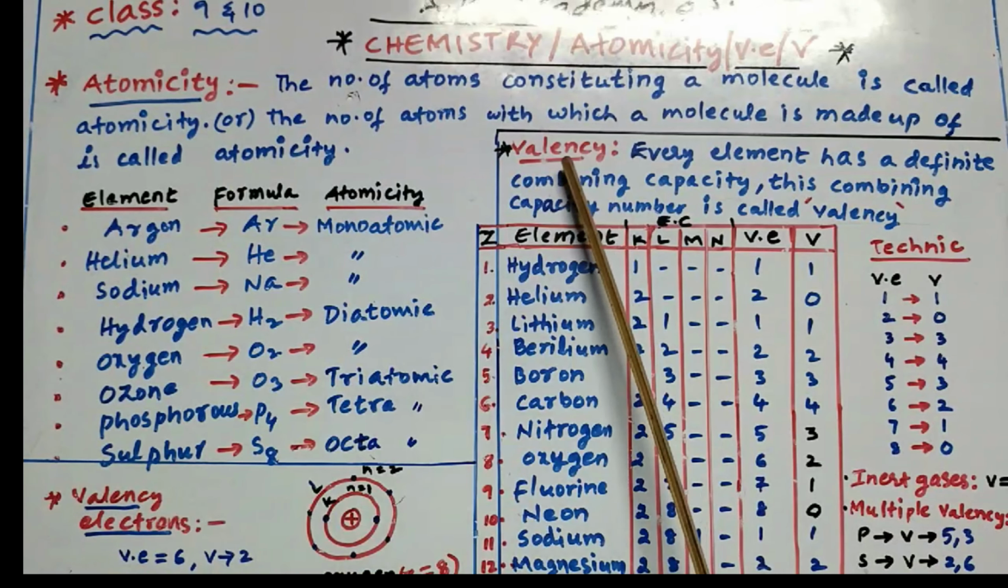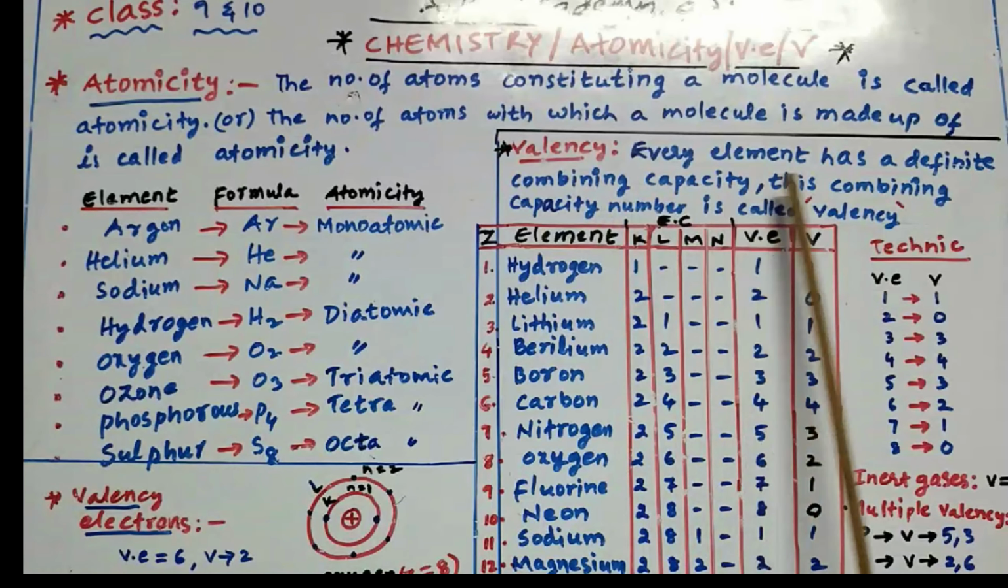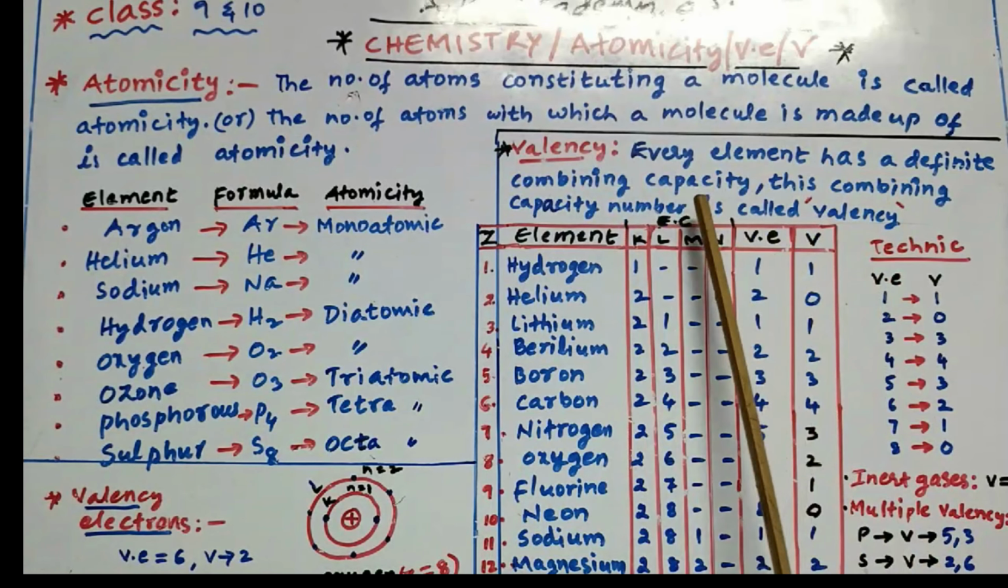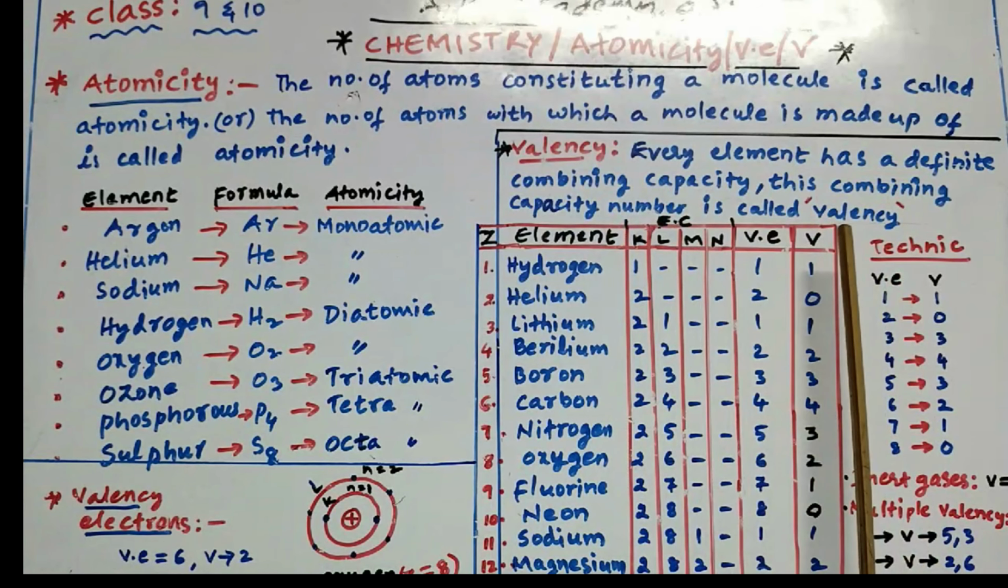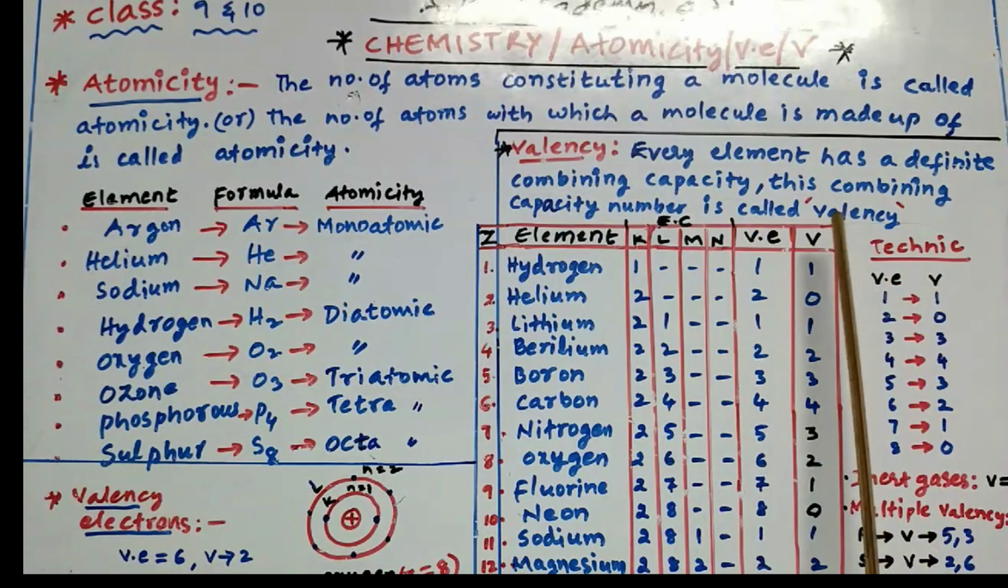Now come to the point of valency. Every element has a definite combining capacity. This combining capacity number is called valency. You know 118 elements so far, and they have different combining capacity with other elements while forming molecules or compounds.